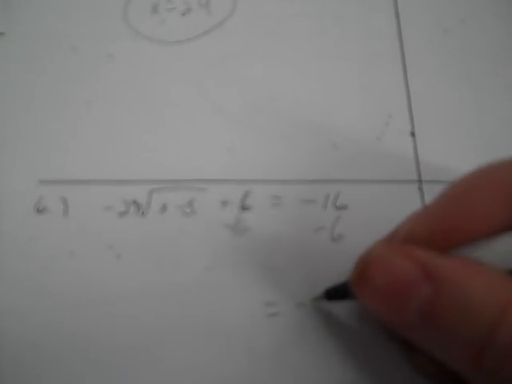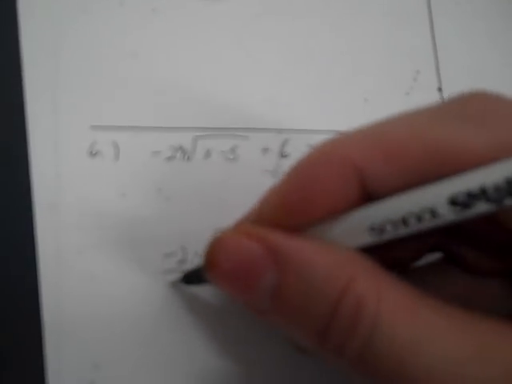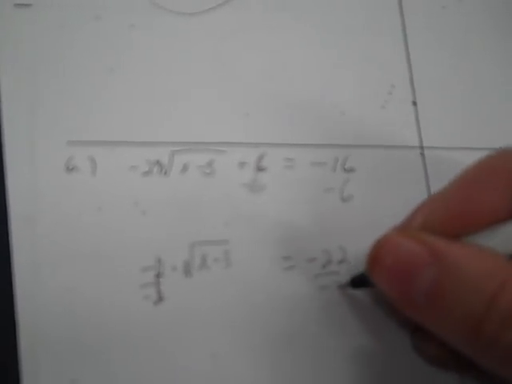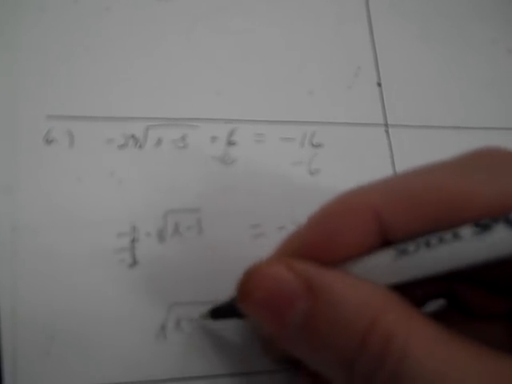So now I have negative 22 over there, and I've got negative 2 times the square root of x minus 3. Okay, we're still not clear because we have this multiplier of negative 2. So I need to divide by negative 2. Remember, don't add or subtract that. That's a multiplier. You divide. So it's 11 and the square root of x minus 3.